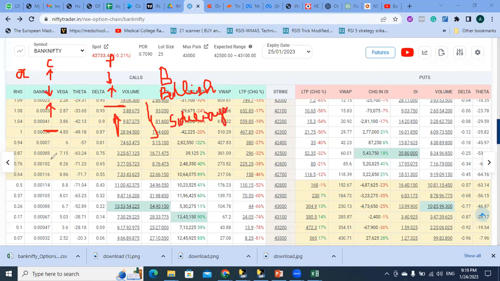Now there is also a fourth situation in which both the call as well as the put OI are increasing together. Both the OIs are increasing. So this is a situation where we see a number of bull traps or bear traps. Bull trap or bear trap situations occur in this kind of situation, where both the OIs are increasing. Got it? Clear?